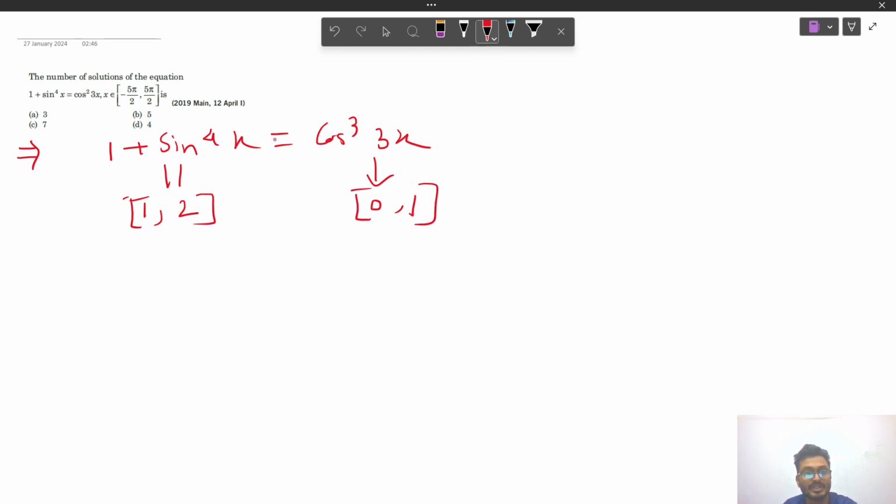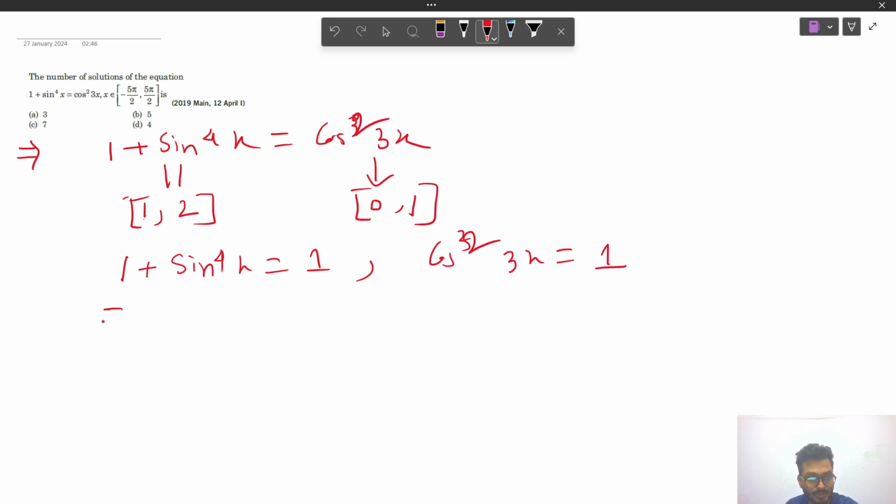If we match the values, what is the value matching? 1. So we have to solve sine to the power 4x equals 0 and cos square 3x equals 1. From this we get sine to the power 4x equals 0, which implies sin x equals 0, which implies that x will be n pi.